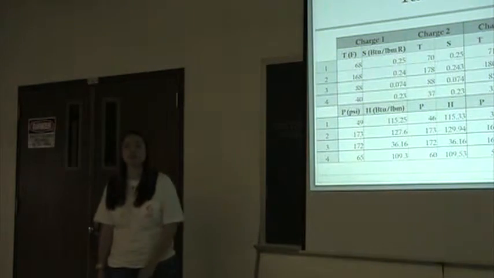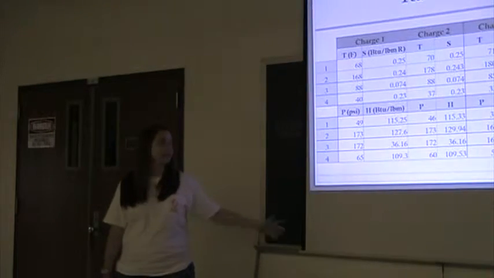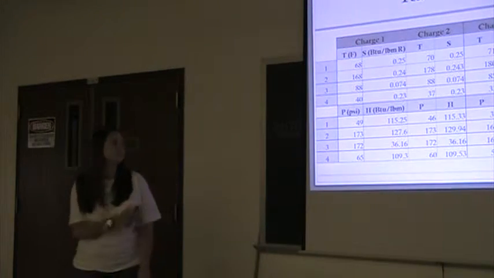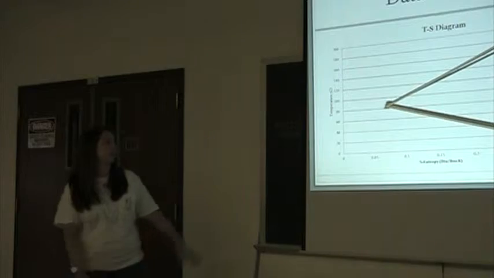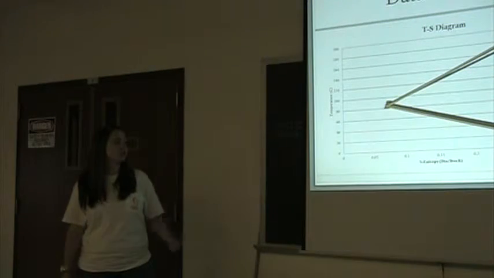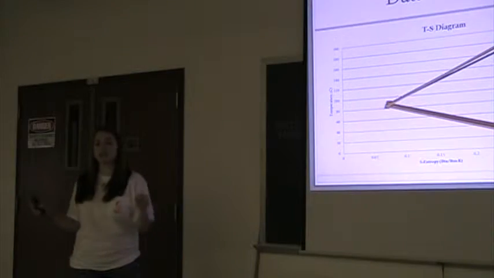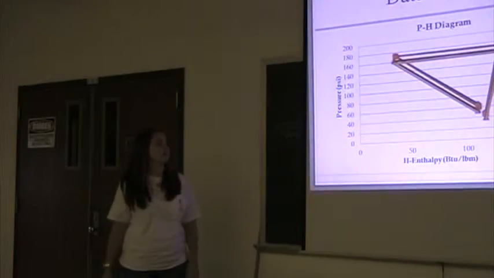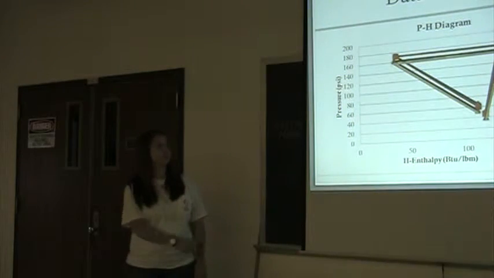From the temperature and pressure measurements, we were able to find the enthalpy and entropy for each location at each run. And then I came up with a T versus S graph. And you can see it's pretty similar to the ideal T versus S graph for an air conditioning unit, as well as the P versus H graph.